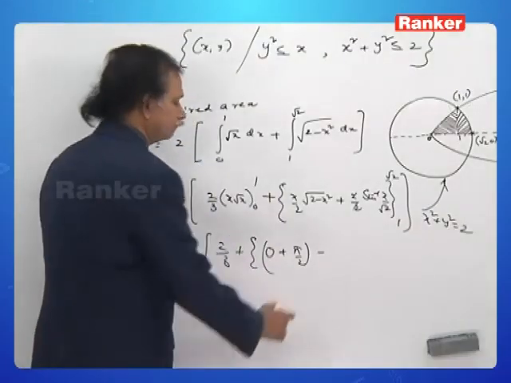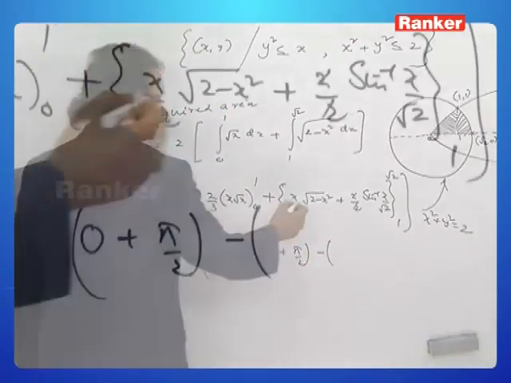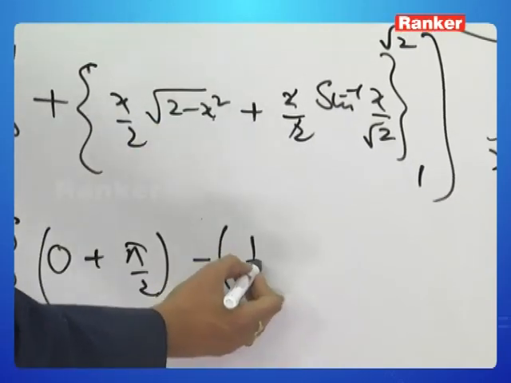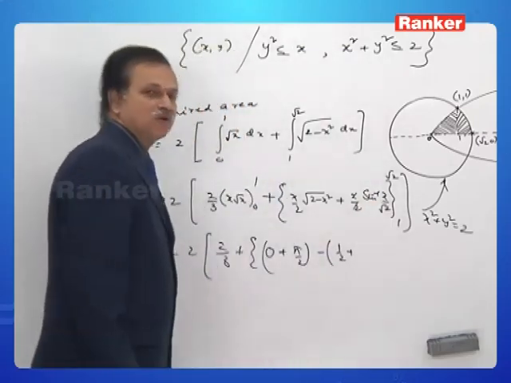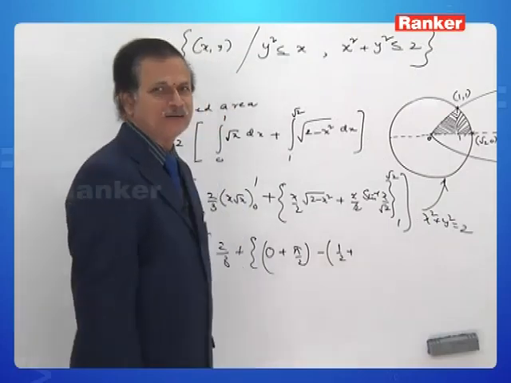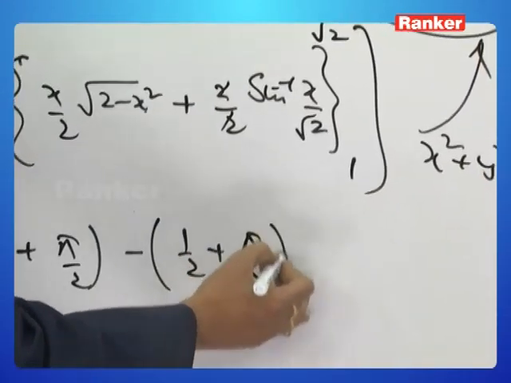Minus. Now, you put 1. 2 minus 1 is 1. Root 1 is 1. So, it is 1 by 2. Plus, if you put 1, sine inverse 1 by root 2. Sine inverse of 1 by root 2. What is that? Pi by 4.